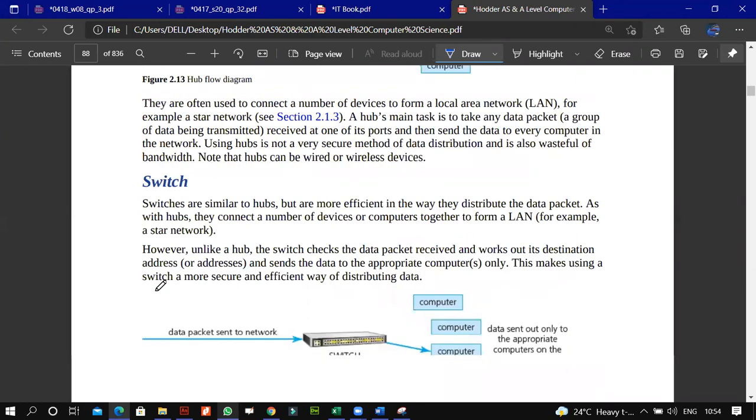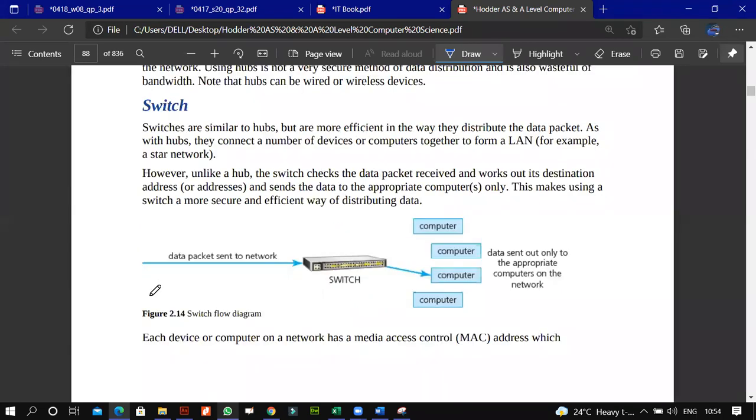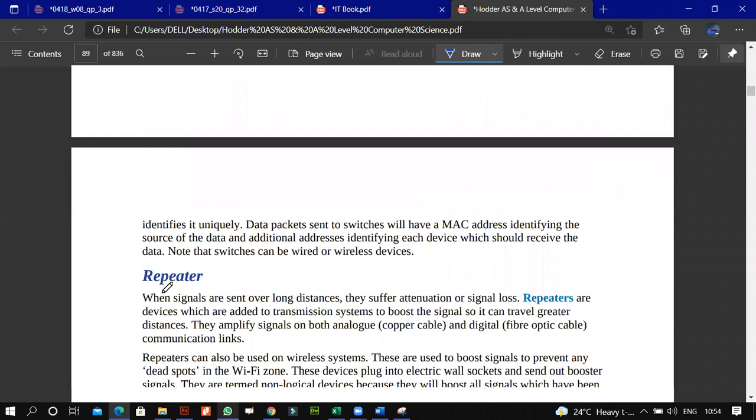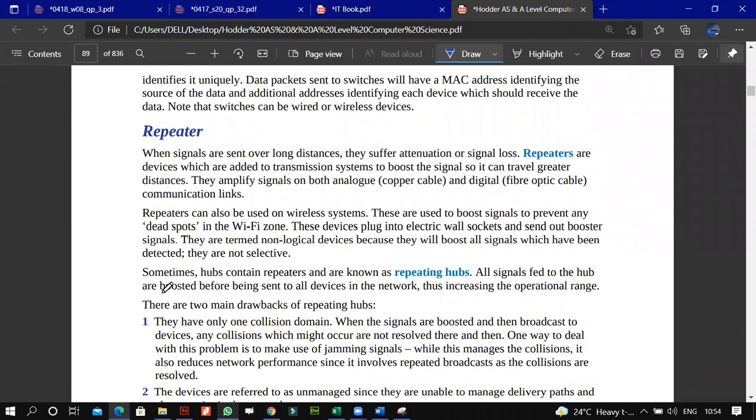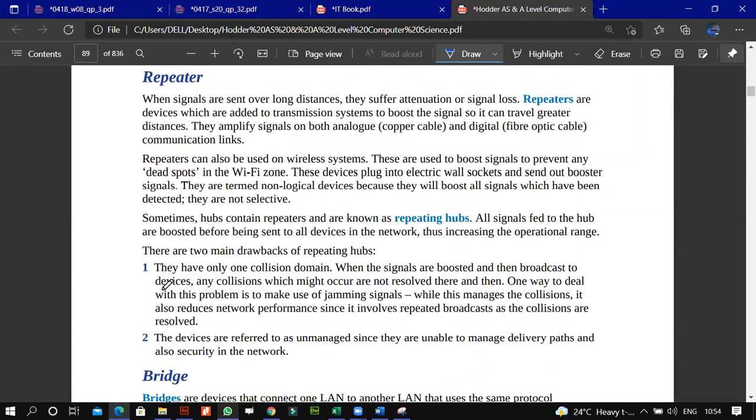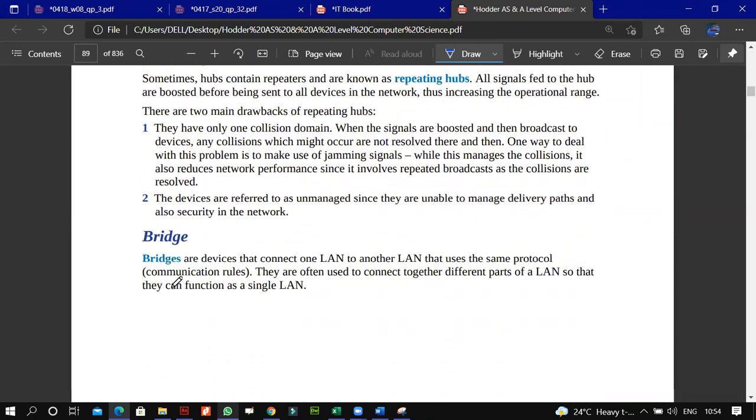A switch is an intelligent device that connects to multiple computers with the help of IP addressing. Repeaters are basically used within the LAN to cover dead spots and repeat the signals so that they do not deteriorate when transferred over a long distance. We call them repeating hubs as well. The reason we use them is to repeat and enhance the signals.